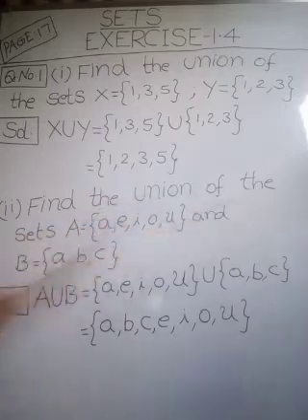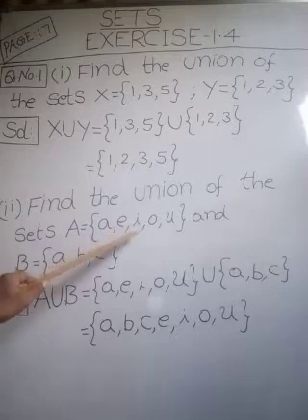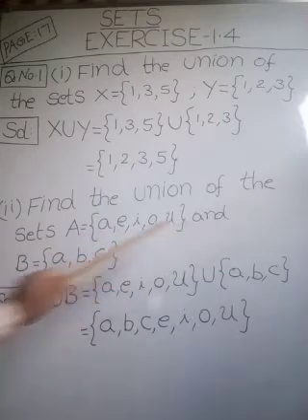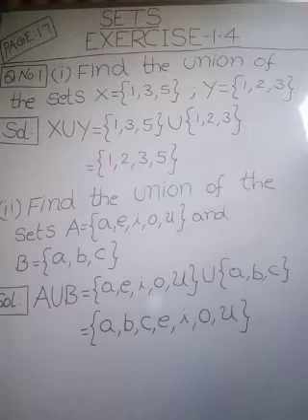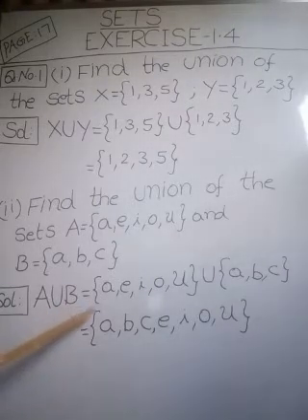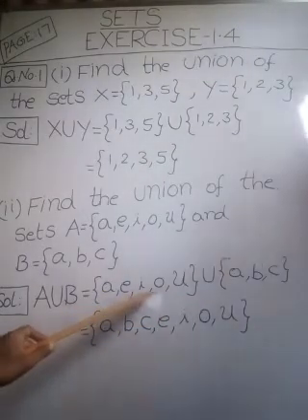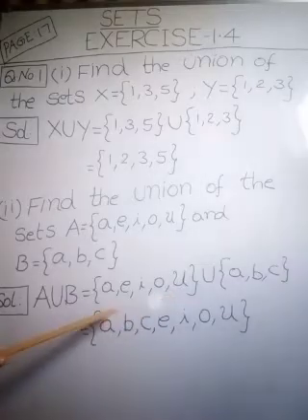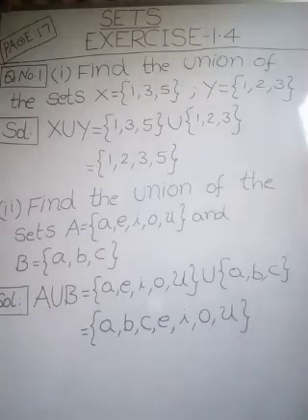Find the union of the sets A is equal to set A, E, I, O, U and B is equal to set A, B, C. We follow the same procedure, the same steps. This is the union of two sets A and B. A union B is equal to, we write set A, E, I, O, U, union set B, A, B, C.